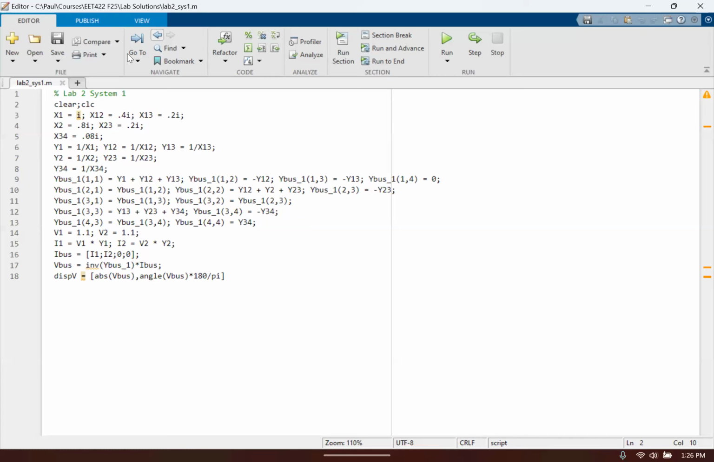Anybody want to see it run? Or see the results? You don't actually get to see it run. So let's run it.